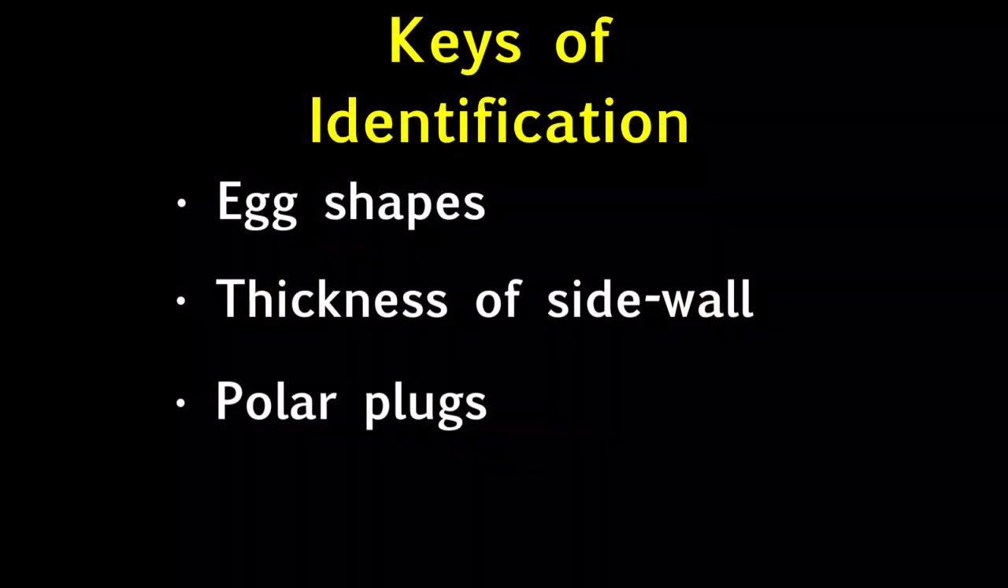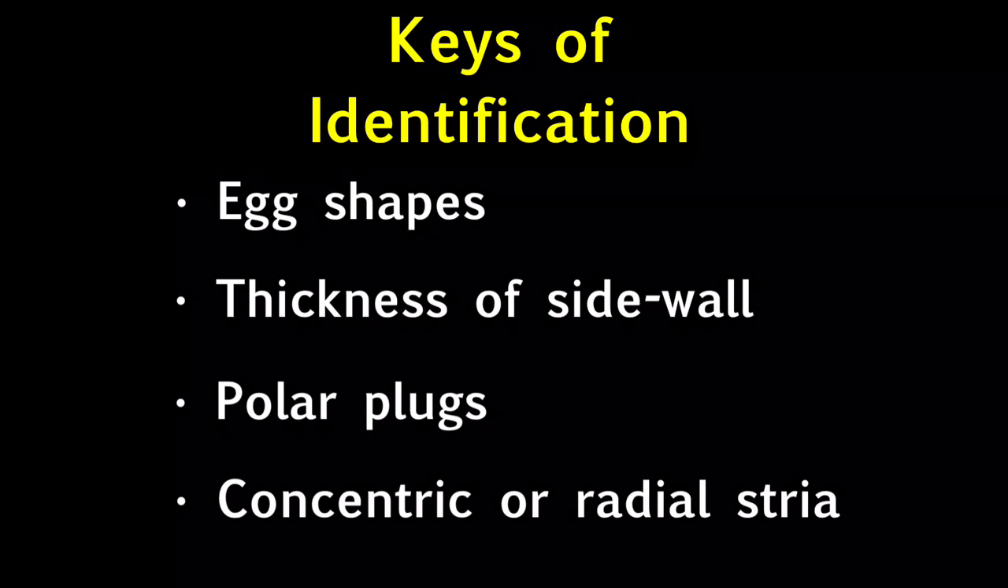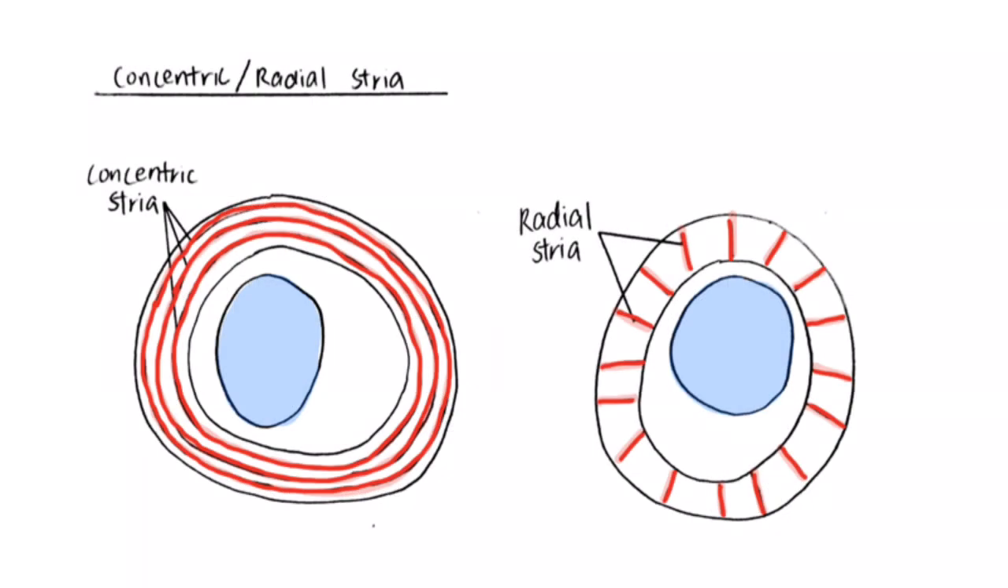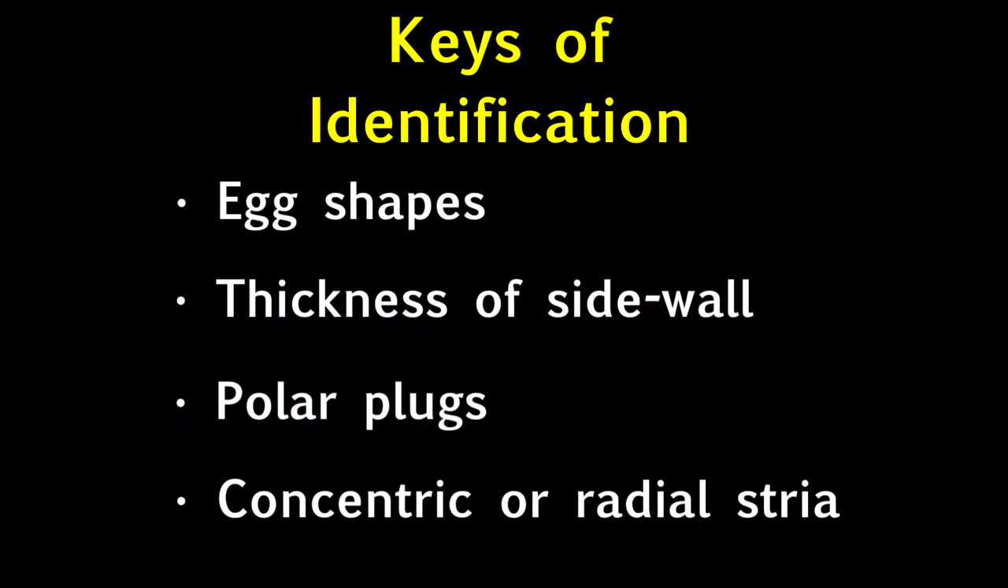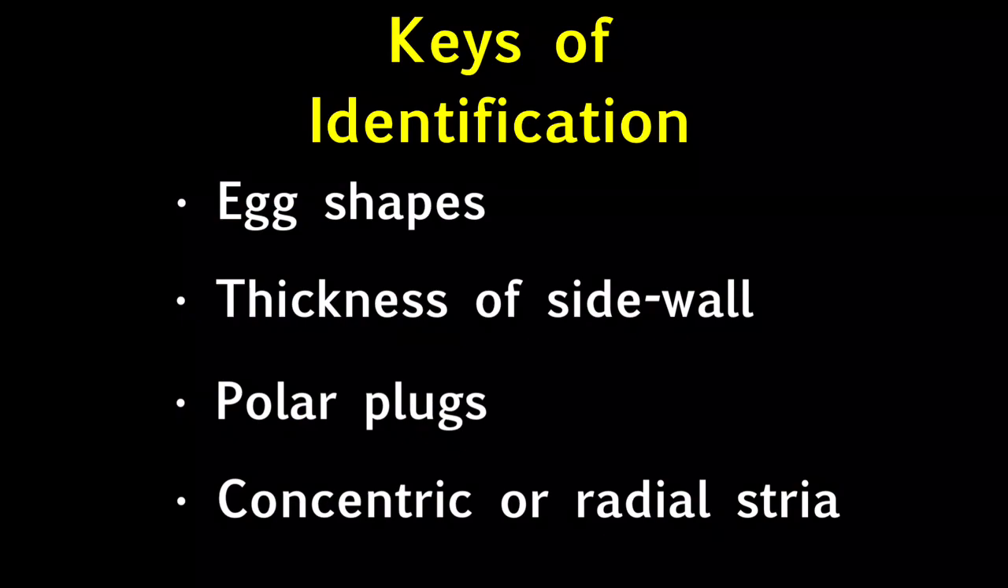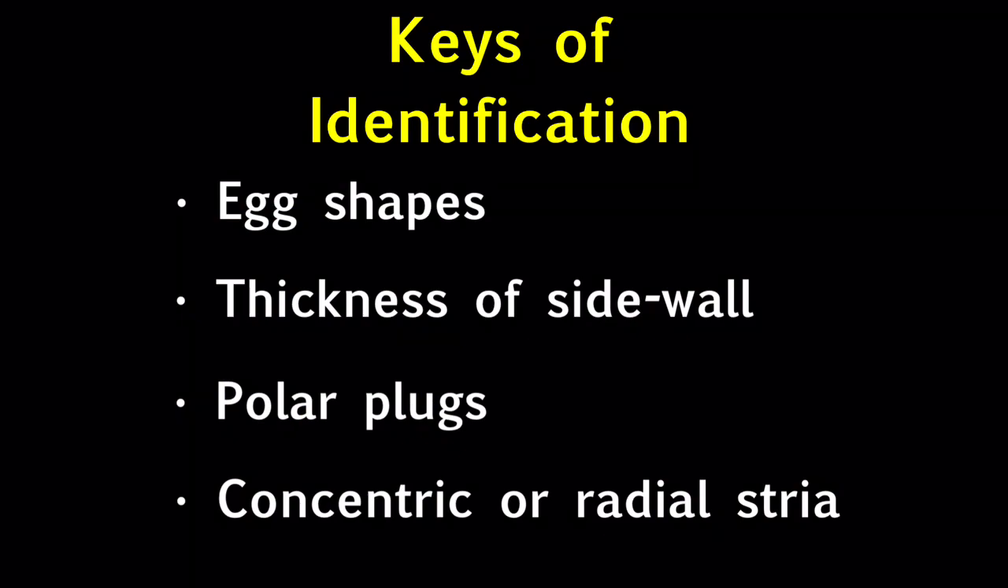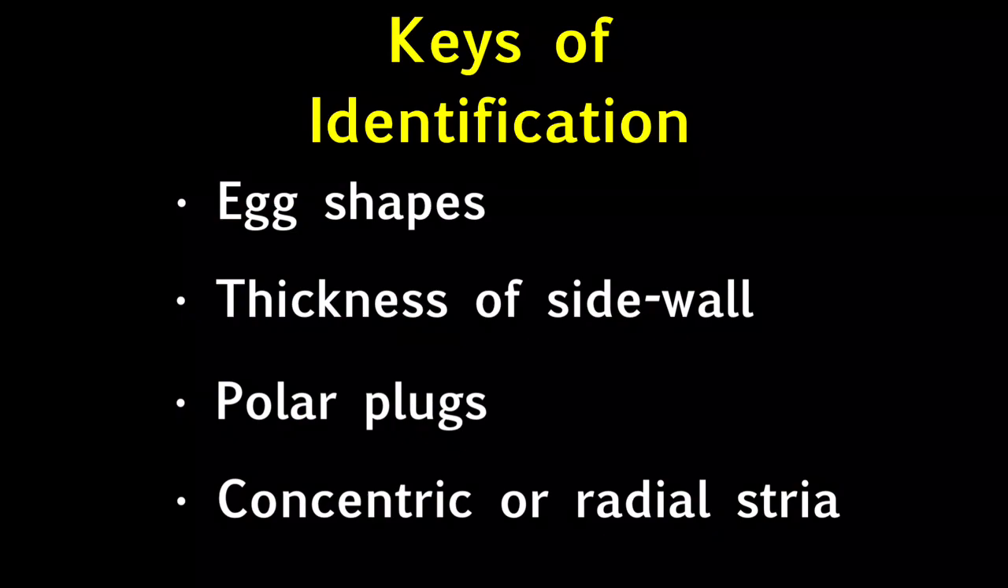Fourthly, we can also look out for striae on the shells of eggs, which are stripe-like and can be either concentric or radial. Concentric striae generally look like circular layers surrounding the egg, while radial striae look like layers that radiate outwards from the egg. By taking note of the features of parasite eggs, such as their shapes, sidewall thickness, polar plugs, and striae, we can find out what parasite is present so that a more suitable treatment can be provided.